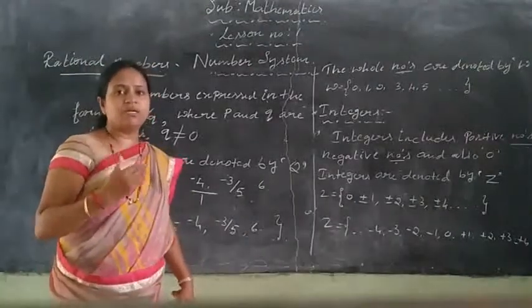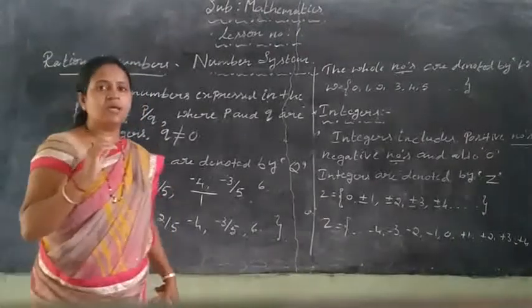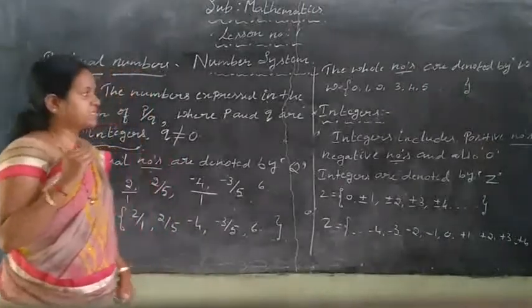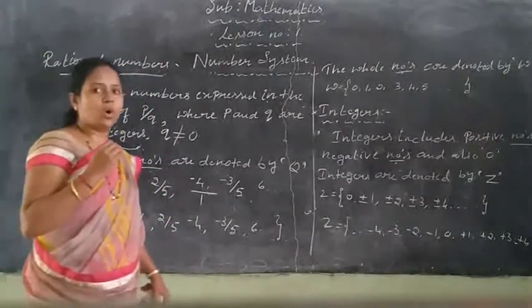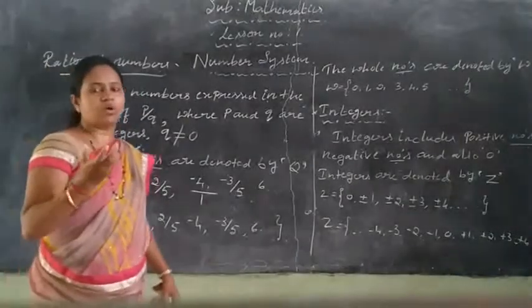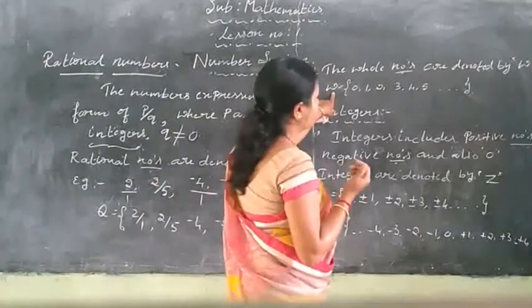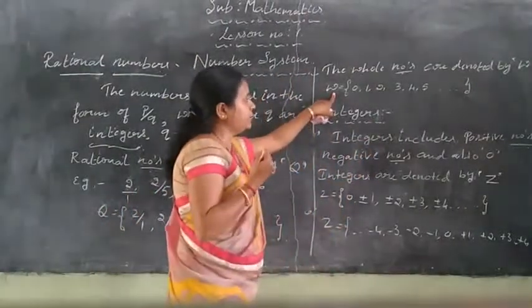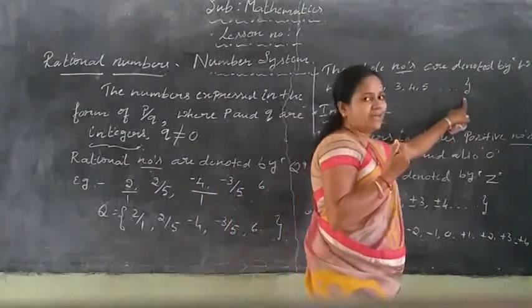Natural numbers means, children, the counting numbers are called natural numbers. And natural numbers are denoted by a capital letter N. And the second one is whole numbers. The counting numbers including 0 are called whole numbers and it is denoted by a capital letter W, and it can be written in the form of a set. W is equal to 0, 1, 2, 3, 4, 5, etc.